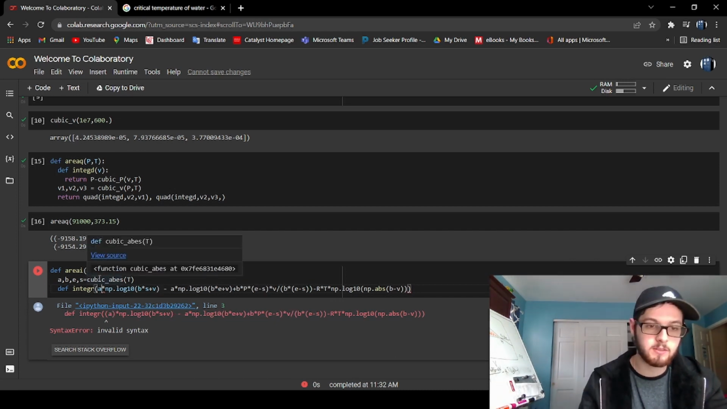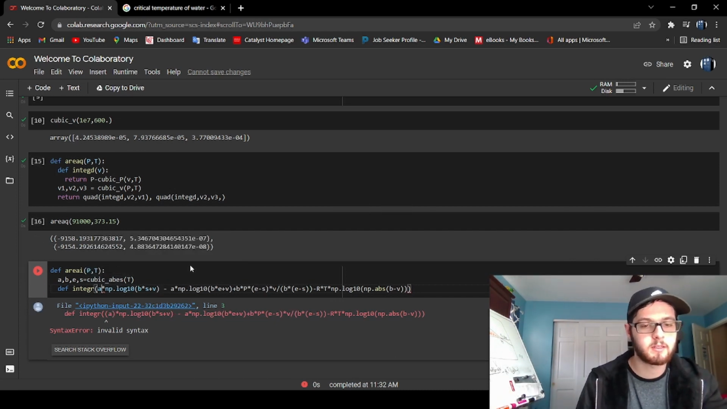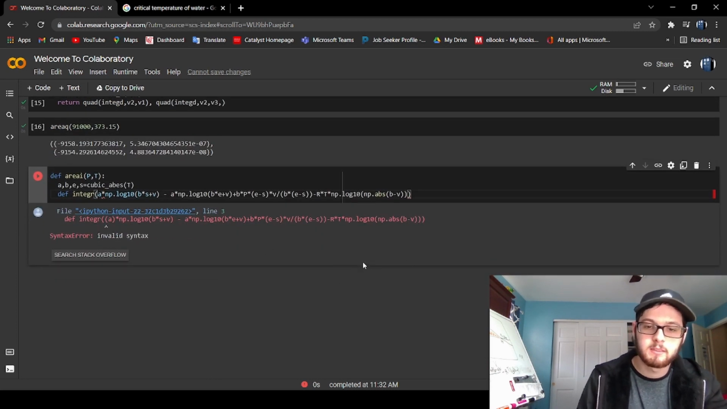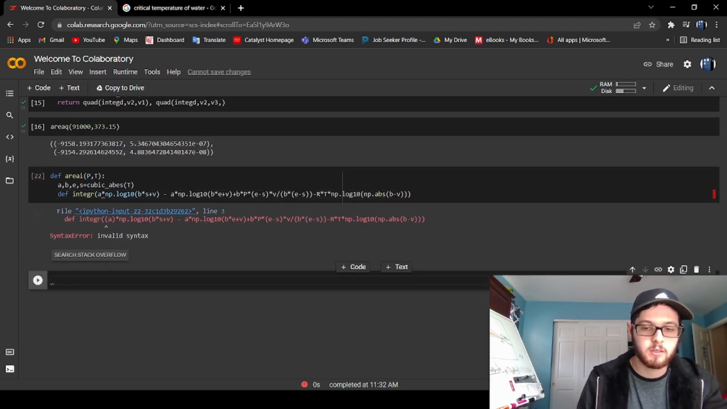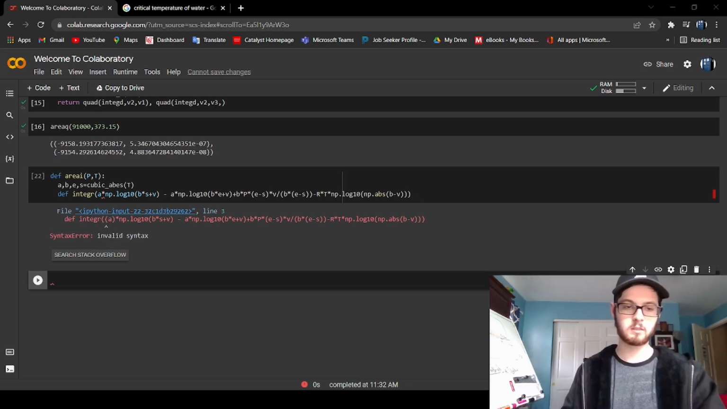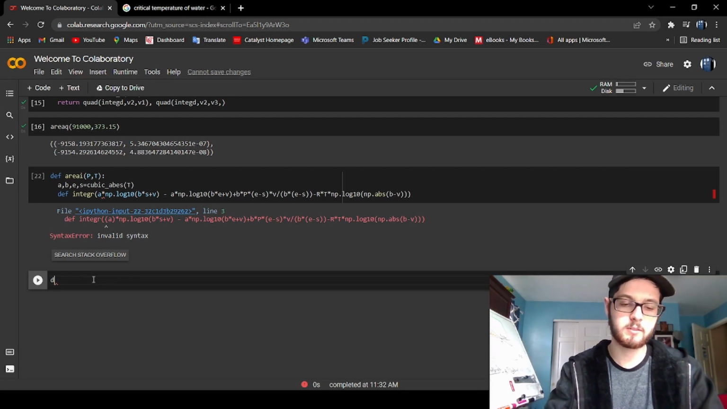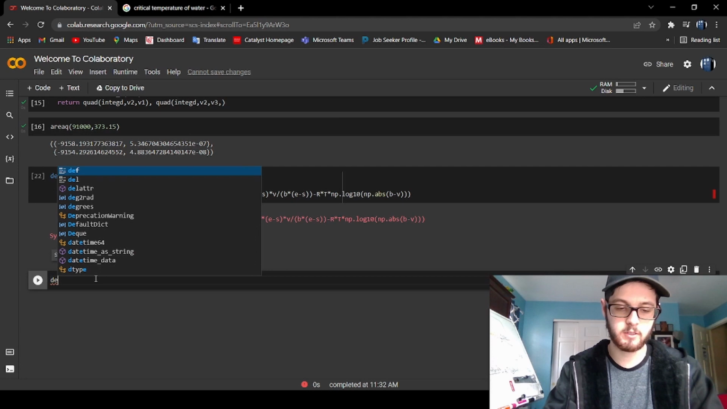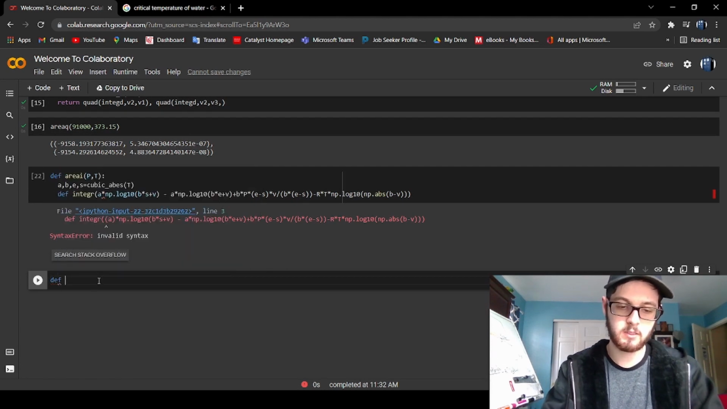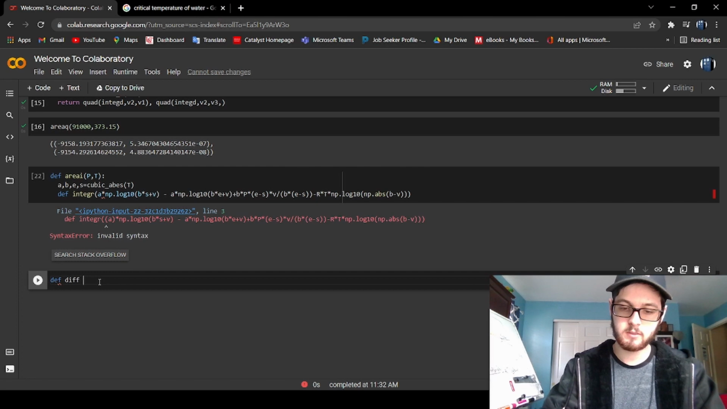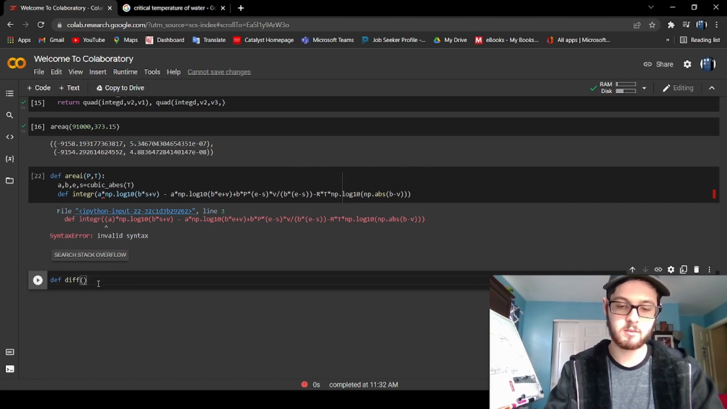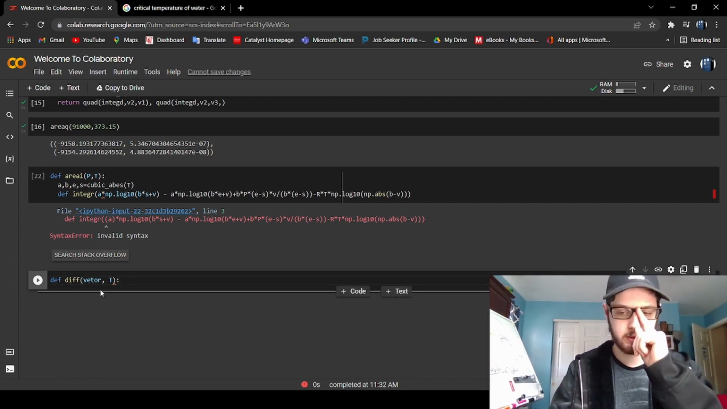Integrate is not the one I'm going to be using anyway, since I already have the quad working. I guess I can come back to it, but it just does not want to work. Okay, the next thing we're going to want is to find the difference of these areas. So we're going to define a function first, define the difference, and this is going to be with respect to some vector and T, because we need just a vector and temperature.